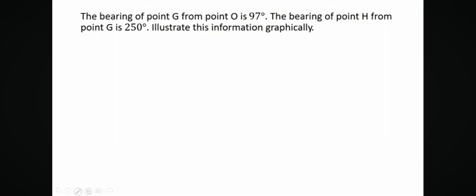The first one is the bearing of point G from point O. That is the first one. And the second one is the bearing of point H from point G. So you represent each one of them on the same diagram. Let's tackle the first part.